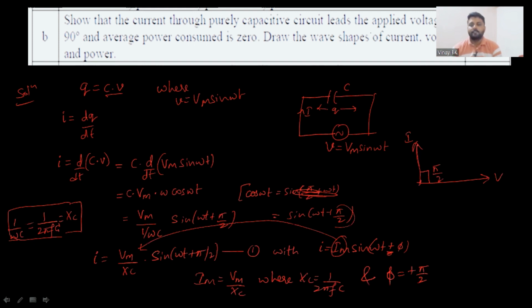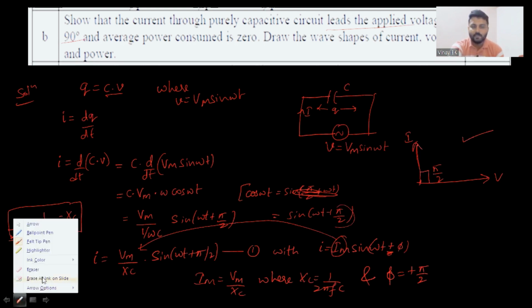So we can see the question: current through a purely capacitive circuit leads applied voltage by 90 degrees. So this is proved. If you want, you can take a screenshot. And next, they asked about power consumed. You have to prove that power consumed is 0.